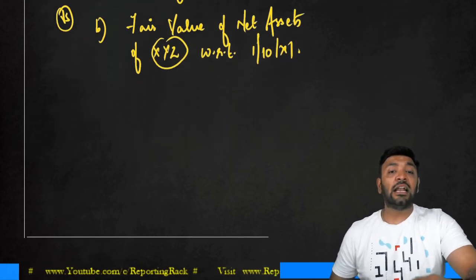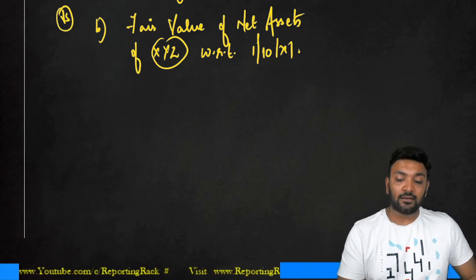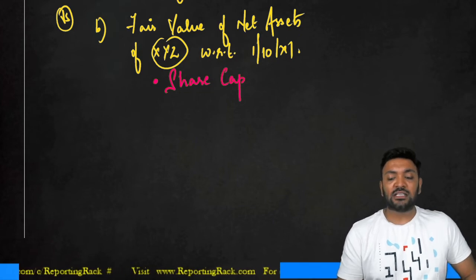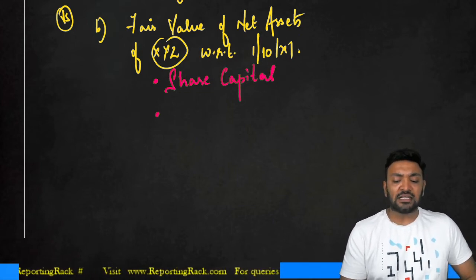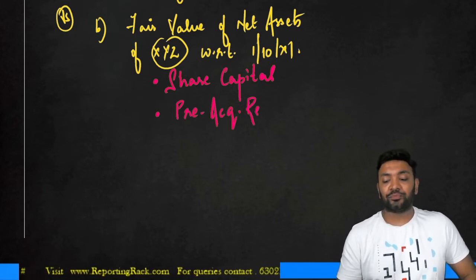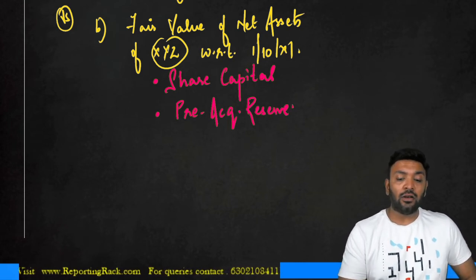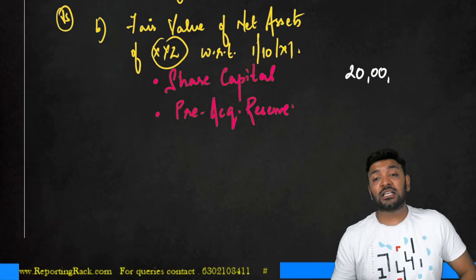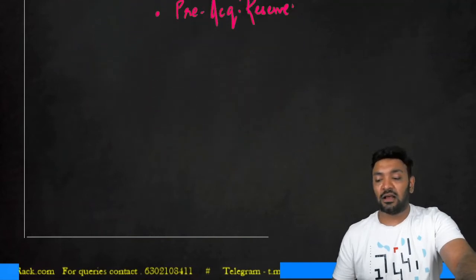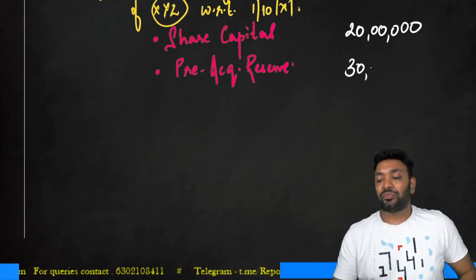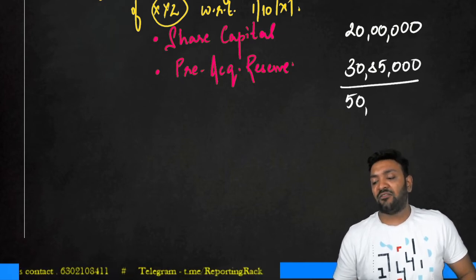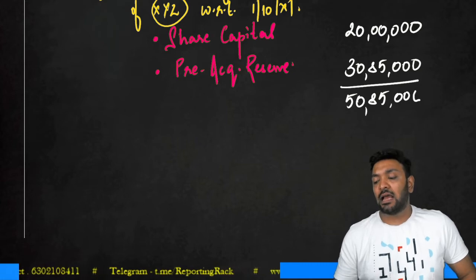My net assets on the date of acquisition, I will break down into two parts. First part, share capital. Second part, pre-acquisition reserves. Capital plus reserves existing before date of acquisition should be my total net assets. What is the share capital? 20 lakhs. What is my pre-acquisition reserve? We calculated the total pre-acquisition reserves of the company as 30,85,000. Total is 50,85,000 as the fair value of net assets.